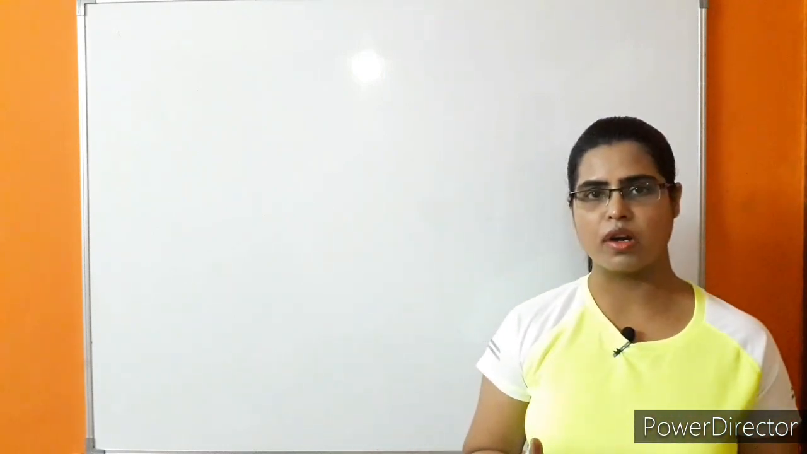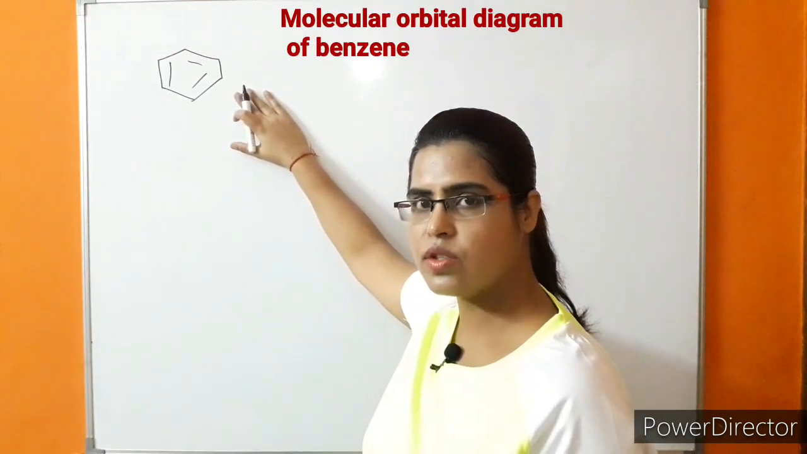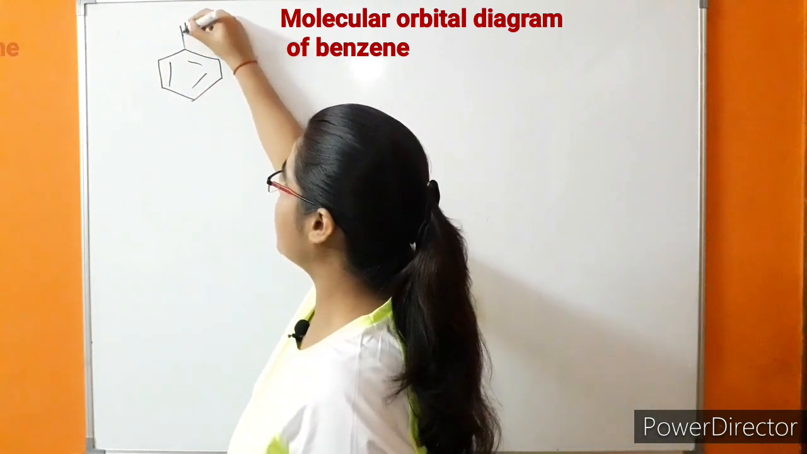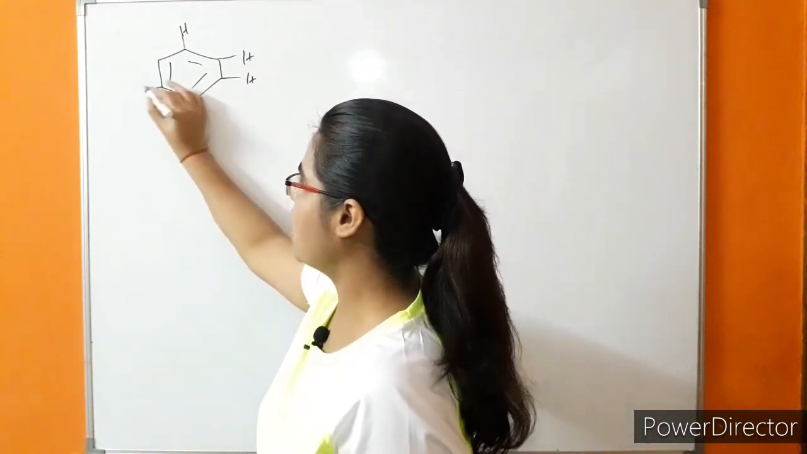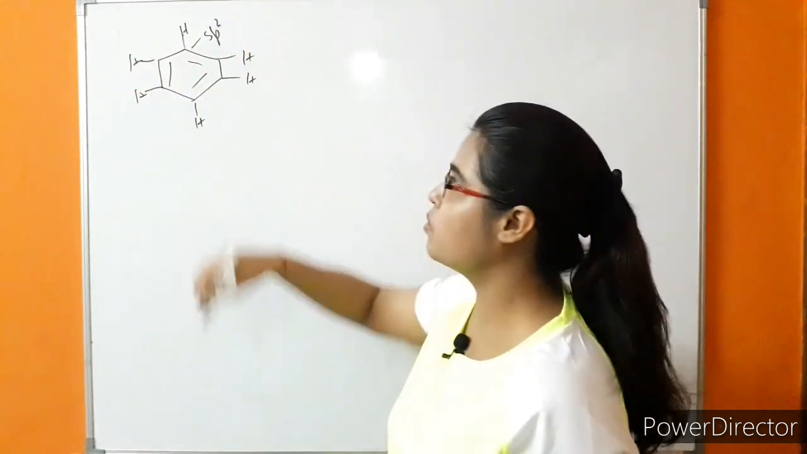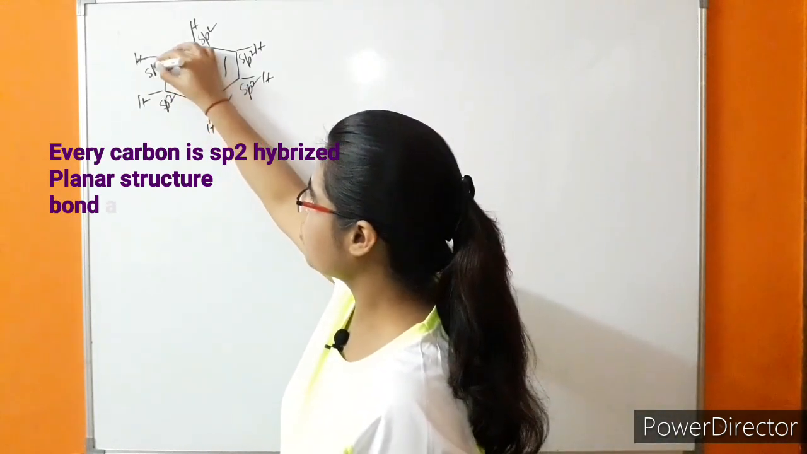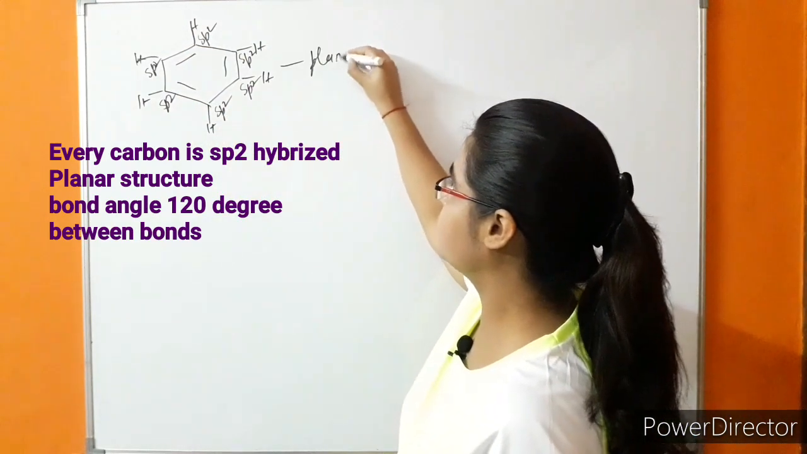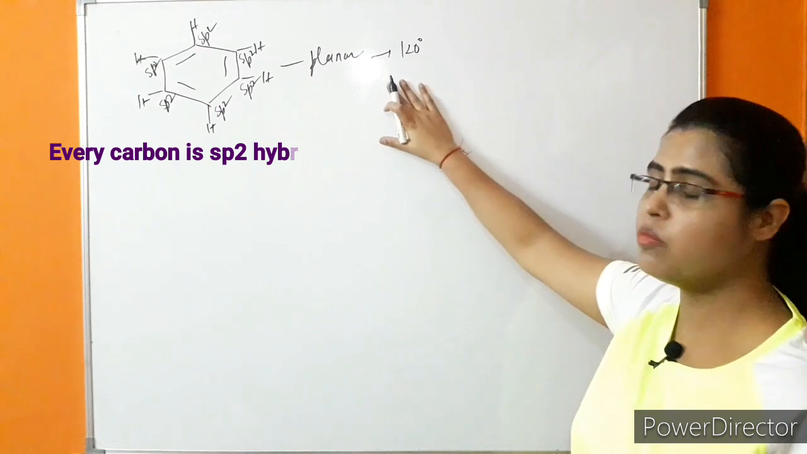So let's see with the help of molecular orbital theory. In the case of the benzene ring, this is the Kekulé structure. In the Kekulé structure, these corners represent the carbons. Every carbon is joined by one hydrogen. It means one hydrogen is bonded with each and every carbon present in the benzene ring, and all 6 carbons have sp2 hybridization. Because of the sp2 hybridization, this benzene molecule has a planar structure, and an angle of 120 degrees is present between the two bonds in the case of planar structure.